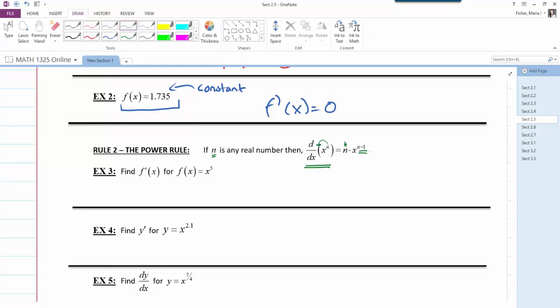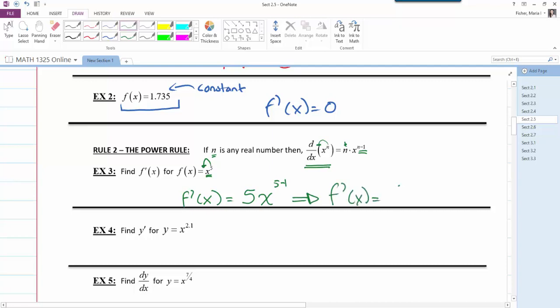Instead of having to use that limit process, that four-step thing that we did before in section 2.4, we're going to use this shortcut that says if you have x raised to a power, to find f prime of x you take that power, bring it down and multiply. So this is going to equal 5 times x to the 5 minus 1. Well, 5 minus 1 is 4, so this would be 5x to the 4th. I'm going to be skipping to what I boxed pretty soon. What about the next one?